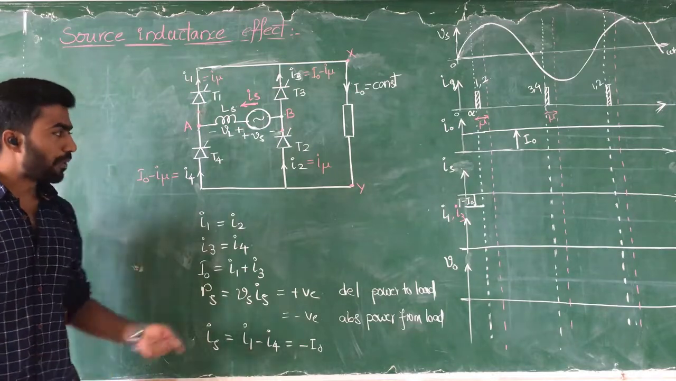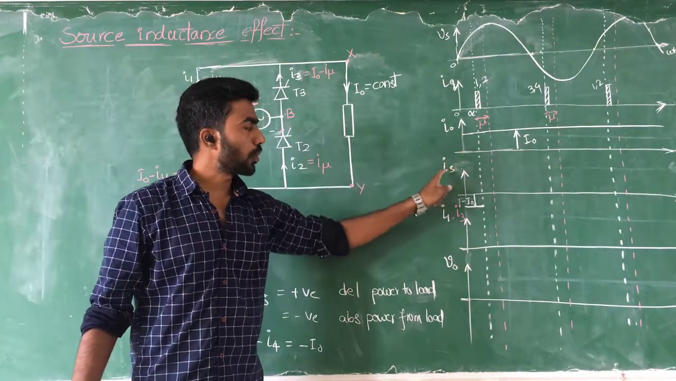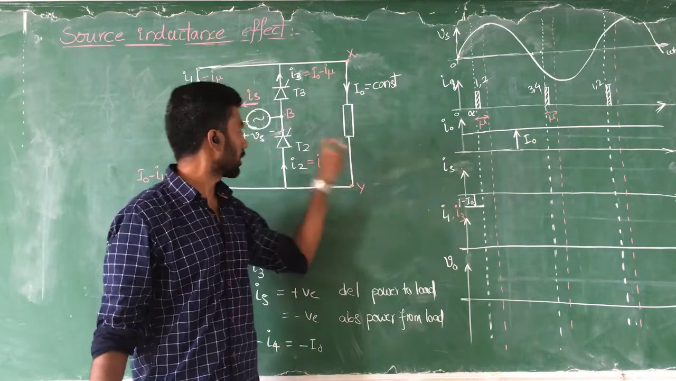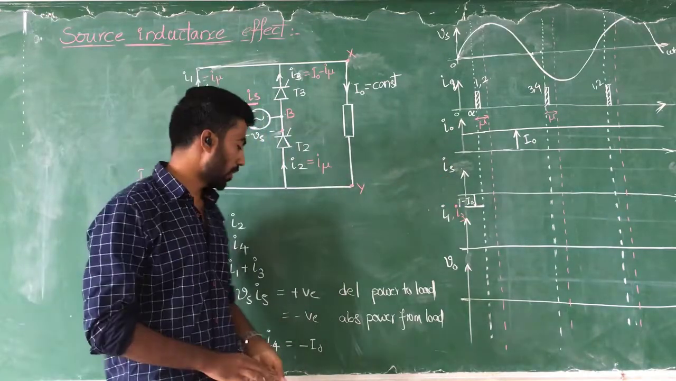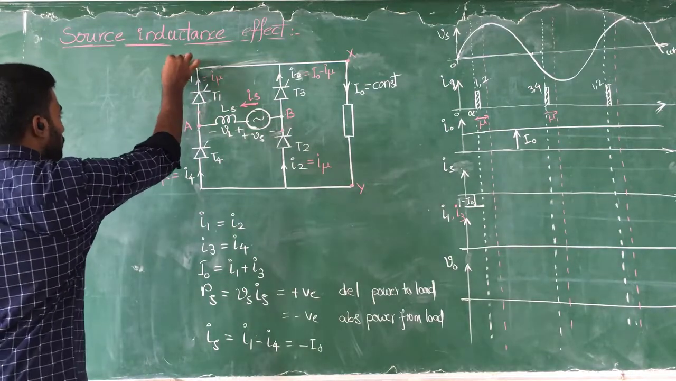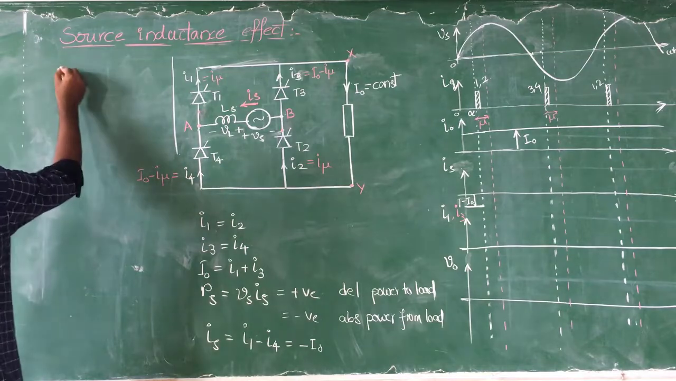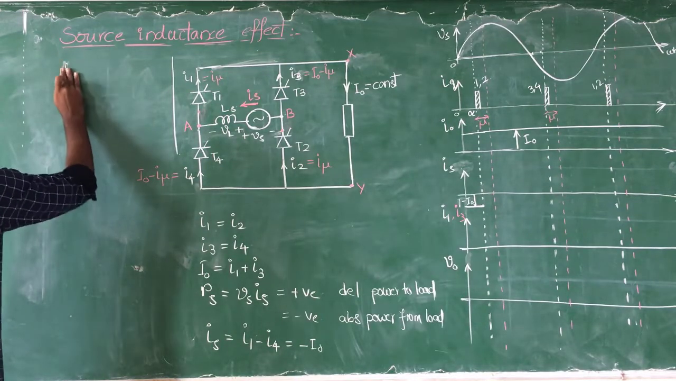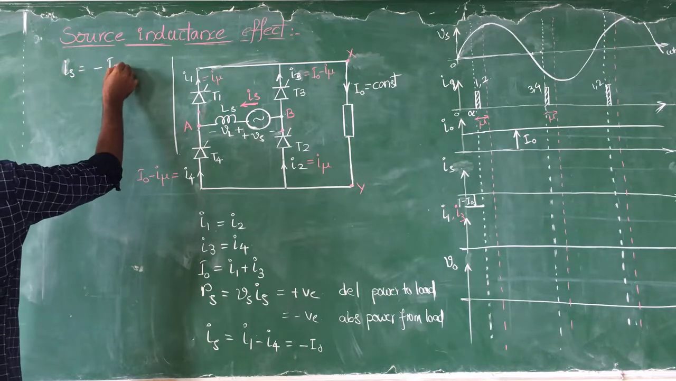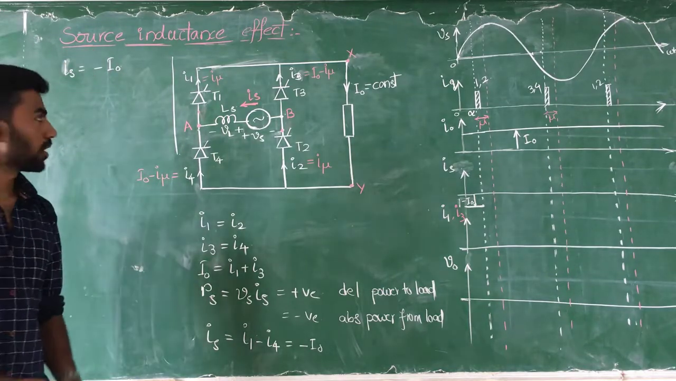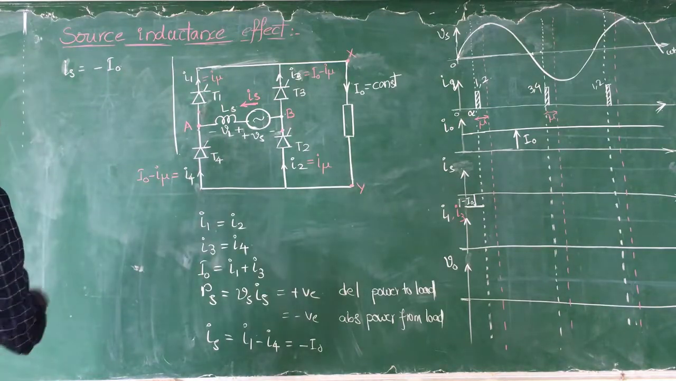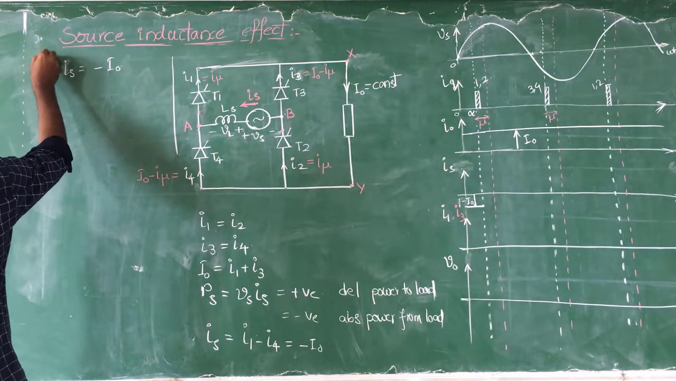Now before the alpha firing angle, what was the current flowing to the supply? Before the alpha firing angle, the current flowing to the source is equal to minus I0. So IS is equal to minus I0 current. That is before alpha.